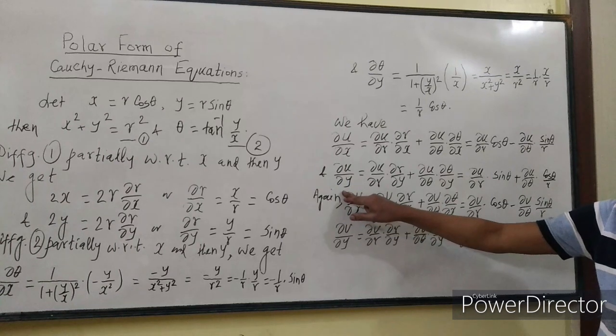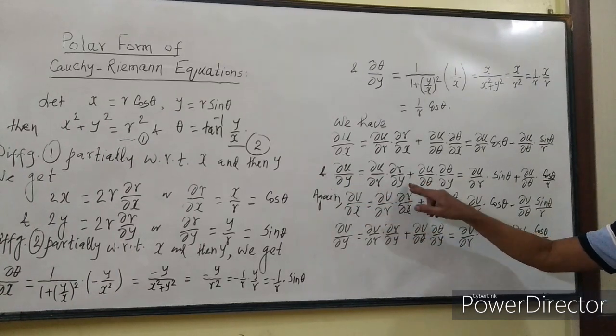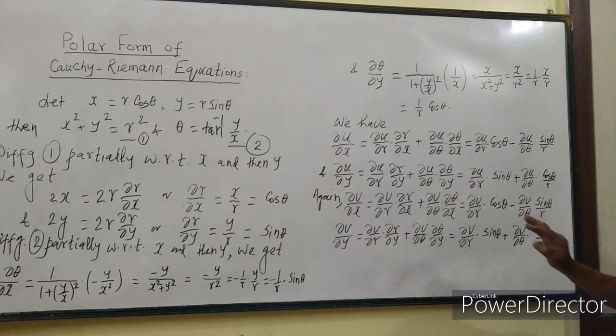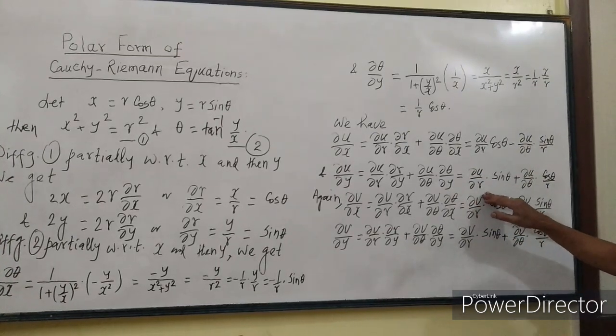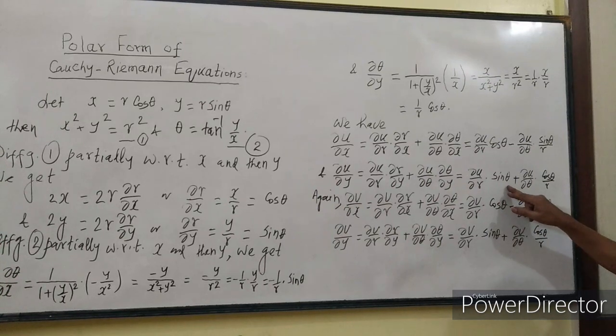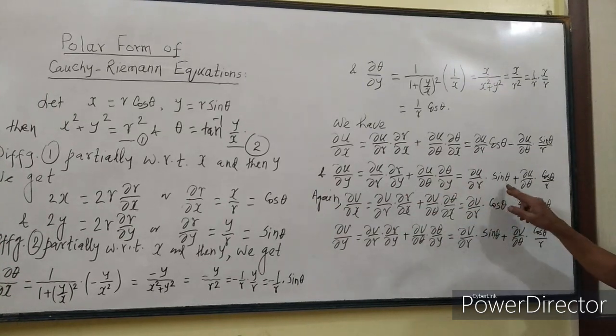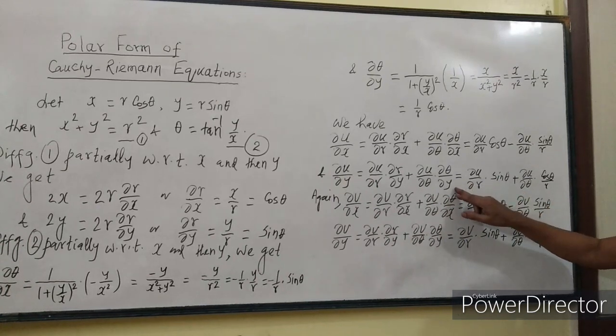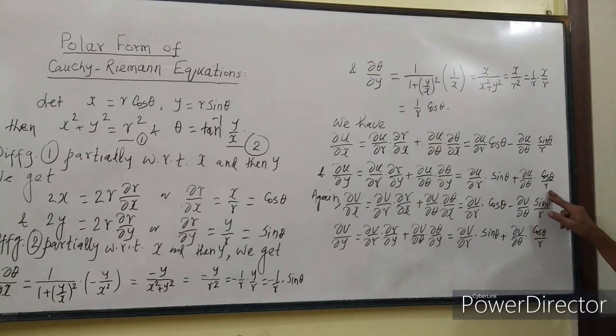Del u del y is del u del r into del r del y plus del u del theta into del theta del y. This will be equal to del u del r, and del r del y is sin theta, plus del u del theta into del theta del y, which is cos theta by r.